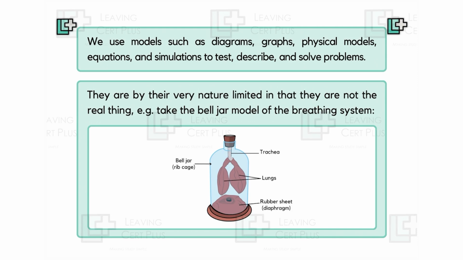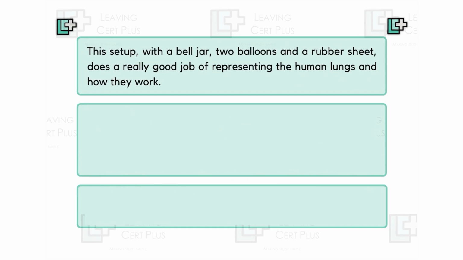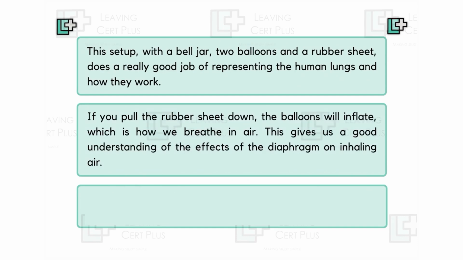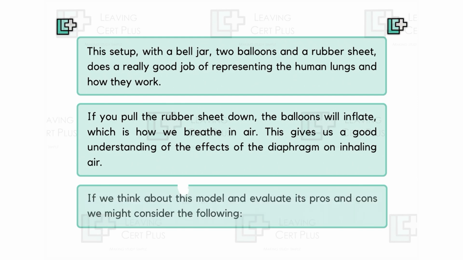So if we pull the diaphragm or the rubber sheet down, it's going to cause the human lungs, or in this case, the balloons, to inflate. So when you think about this, it's actually really useful. Two balloons and a rubber sheet do a really good job representing the human lungs and how they work. When you pull down the rubber sheet, the balloons will inflate, which is how we breathe in air. And this gives us a good understanding of the effects of the diaphragm in inhaling air. So as the diaphragm pulls down, this is increasing the volume, decreasing the air pressure, so air gets sucked into the balloons, and therefore they inflate.